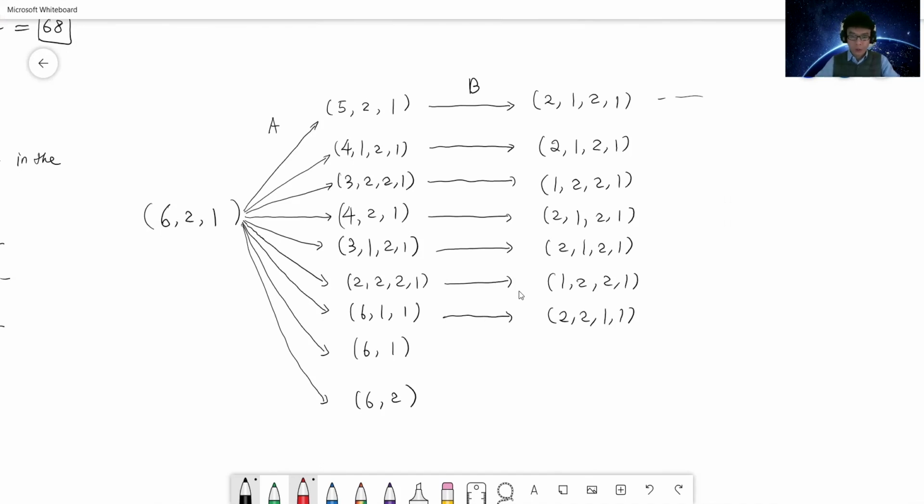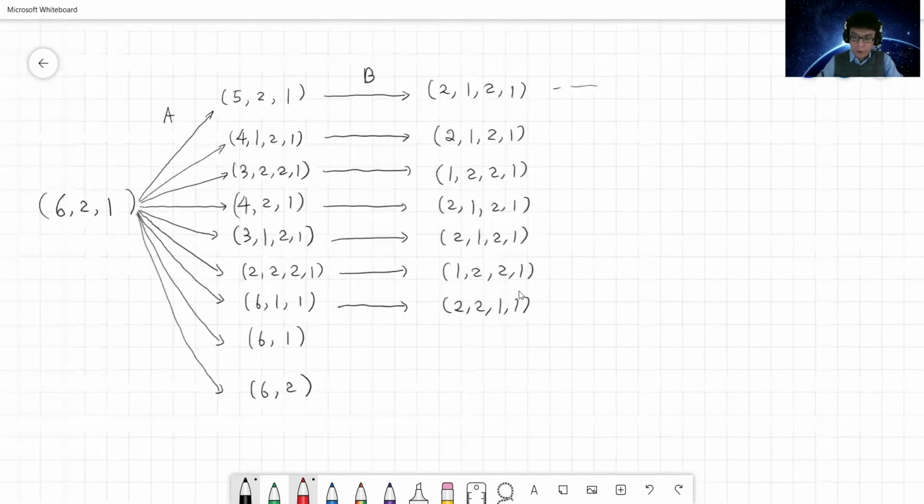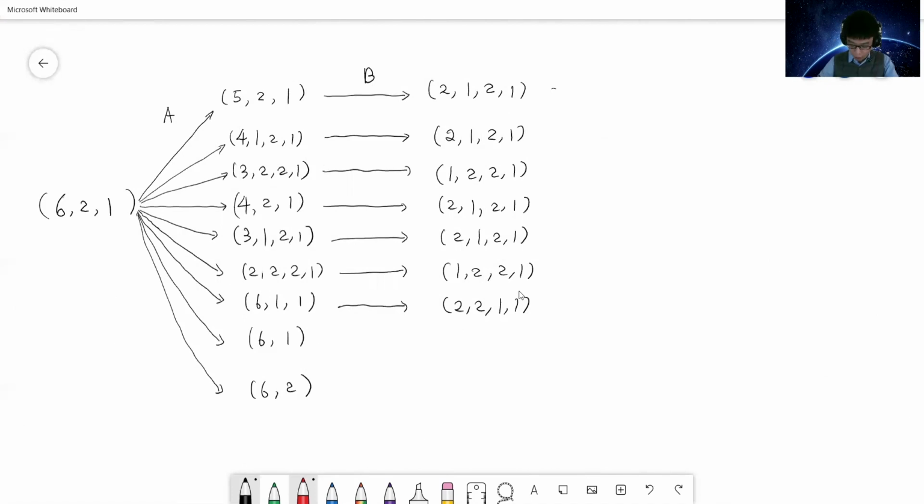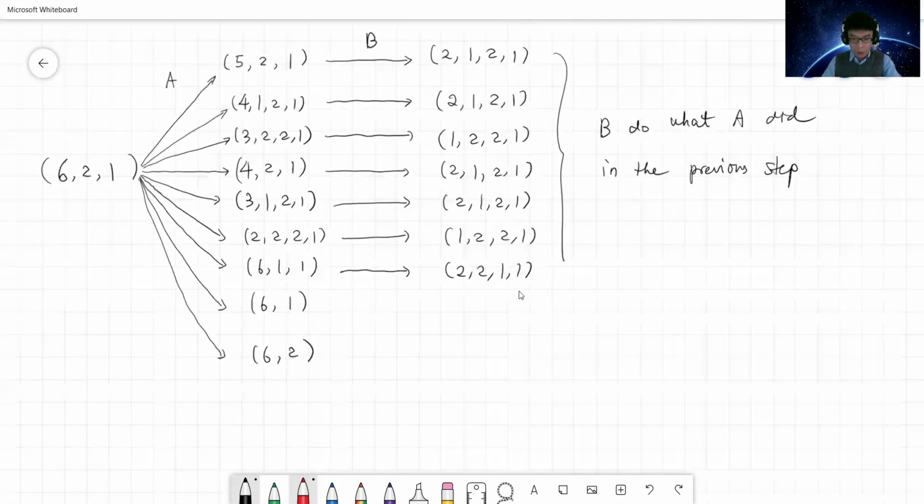For all those cases, in the future steps, Beth just observes what Arjun did in the previous step and does the same in the next step. B does what A did in the previous step. So for the last 2 cases, it's a little bit subtle. Beth cannot just remove something to make it symmetric. So let's see, here we need one more step.